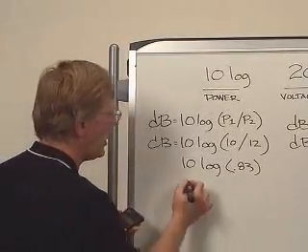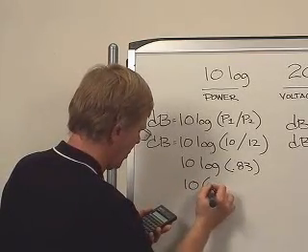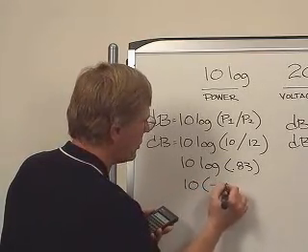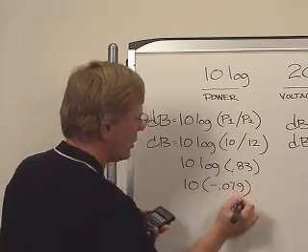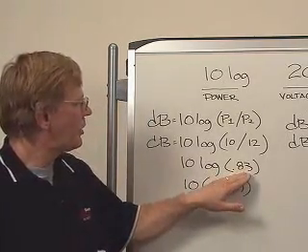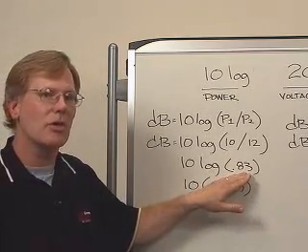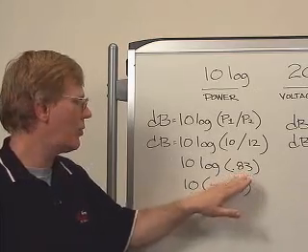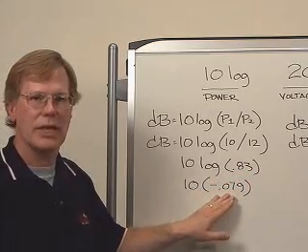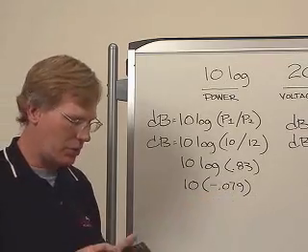What I end up with here is 10 times, this is a negative, minus 0.079. So I had a result here of 0.83, and I'm taking the log of that using the log button on my scientific calculator. What I have here so far is negative 0.079, and now I'm going to multiply that result times 10.